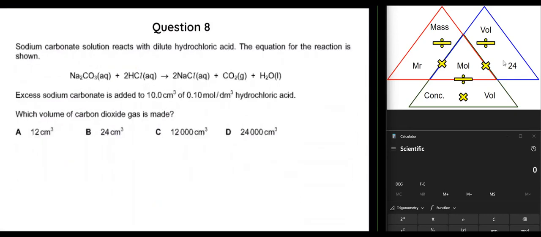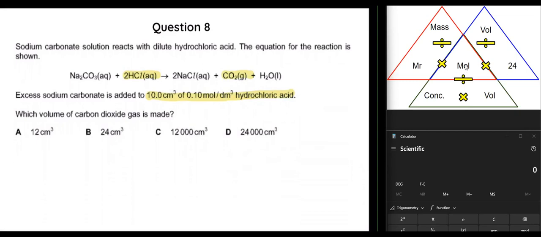Okay, question 8. Sodium carbonate solution reacts with dilute hydrochloric acid, and the equation for the reaction is shown. We've got excess sodium carbonate, and it's added to 10 centimeters cubed of a 0.1 mole per decimeters cubed hydrochloric acid. What volume of carbon dioxide gas is made? So we've got a 2 to 1 ratio. Now we can ignore the sodium carbonate because it's already told us that it's in excess.